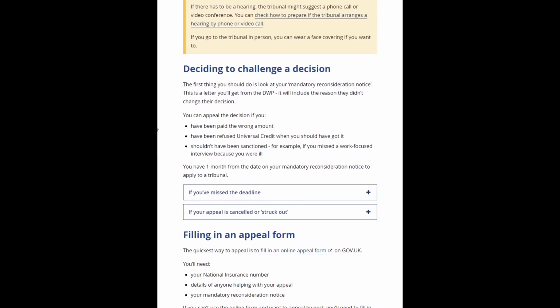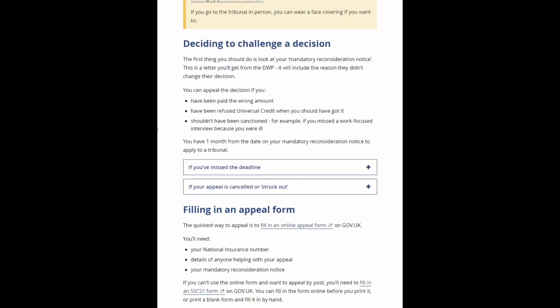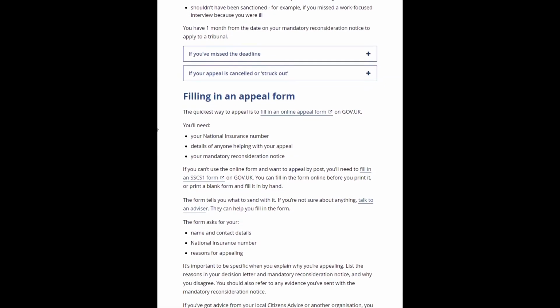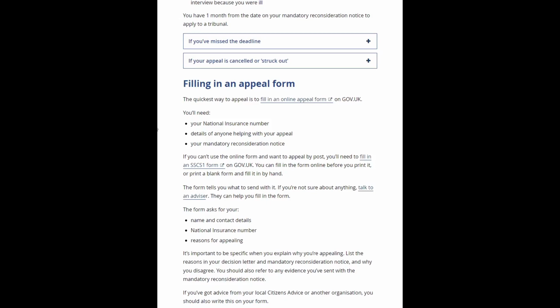The first thing you should do is look at your MR notice. It will include the reason they didn't change it, and you can appeal the decision if you've been paid the wrong amount, have been refused UC when you should have got it, or you shouldn't have been sanctioned, for example if you missed a work focus interview because you were ill. You have 1 month from the date of the MR to apply to the tribunal, and it says there are 2 more things you can do if you miss the deadline or if your appeal is cancelled.